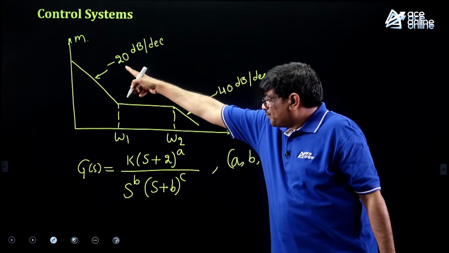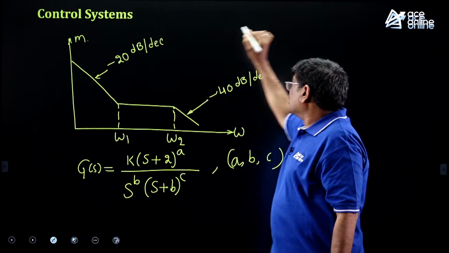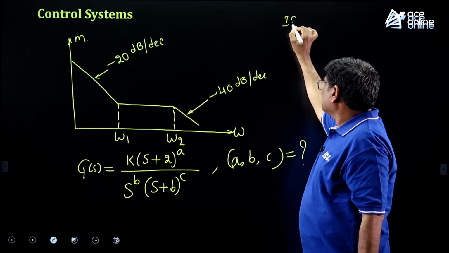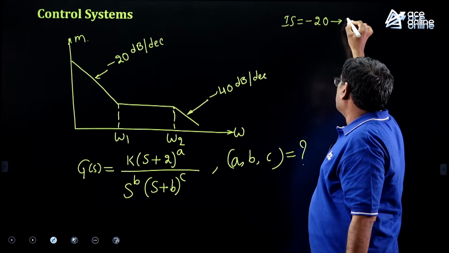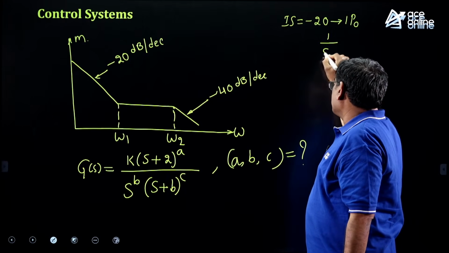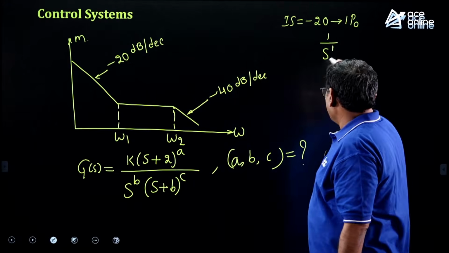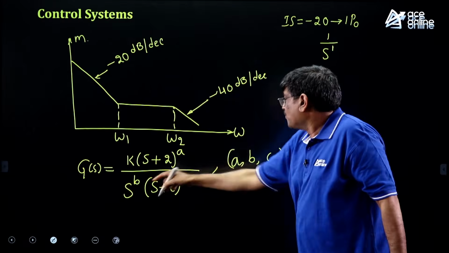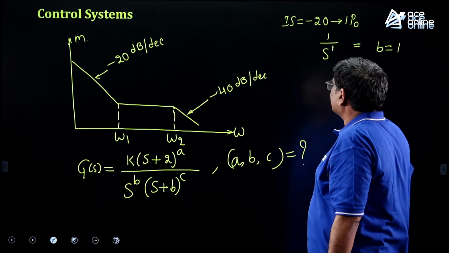The initial slope gives the what? Poles and zeros at origin. Initial slope is minus 20. Minus 20 means one pole at origin. That means it is nothing but 1 by S power 1. So B equal to 1.